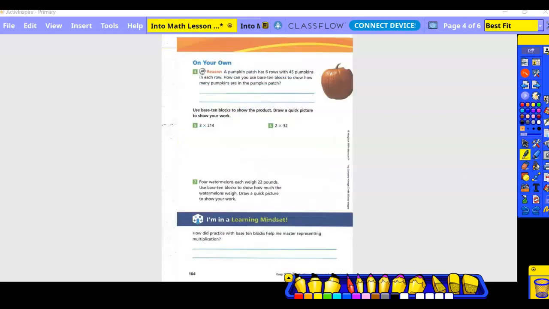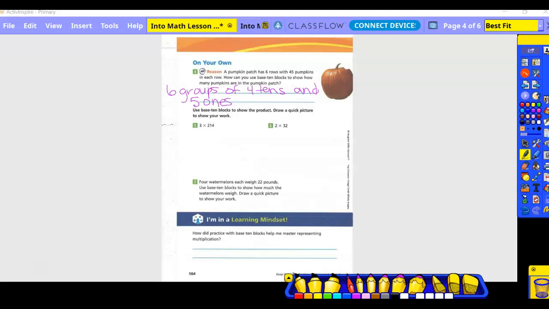On number 4, a pumpkin patch has 6 rows of 45 pumpkins in each row. How can you use base 10 blocks to show how many pumpkins are in the pumpkin patch? So we could do, what's our number of groups? We could do 6 groups of, how many 10s do we have? 4 10s, and what? And 5 1s.